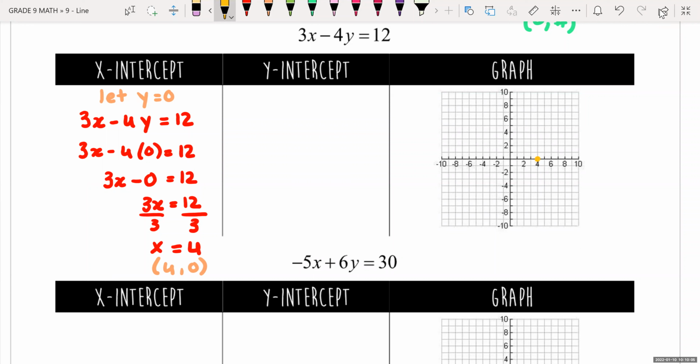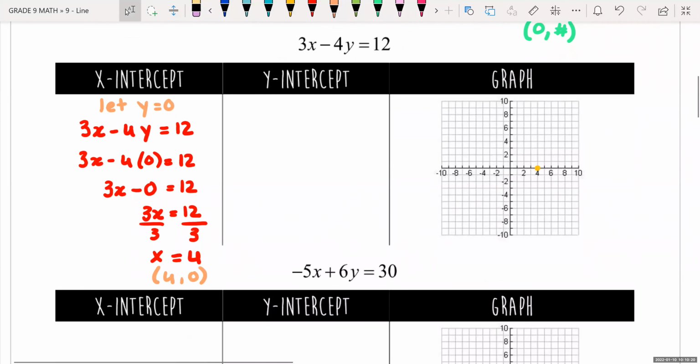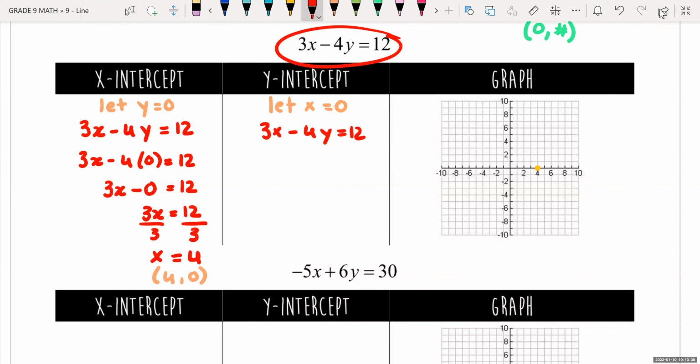Okay, so now we have the x-intercept, and for the y-intercept, we want to set x equal to 0. The rule is, again, for the y-intercept, you're going to let x equal 0. So I'm going to write that rule at the top so I don't forget: let x equal 0. And I'm going to do my calculation the same way. I'm going to start with my equation, which is 3x minus 4y is equal to 12. If you're wondering where I'm getting the equation from, it's the one given to us up here.